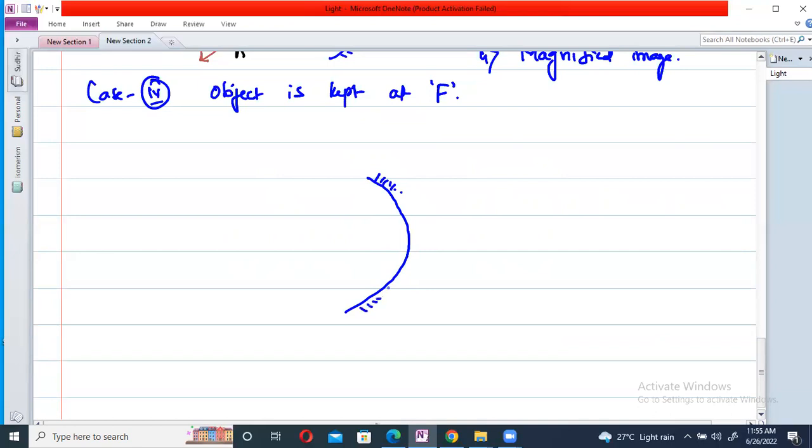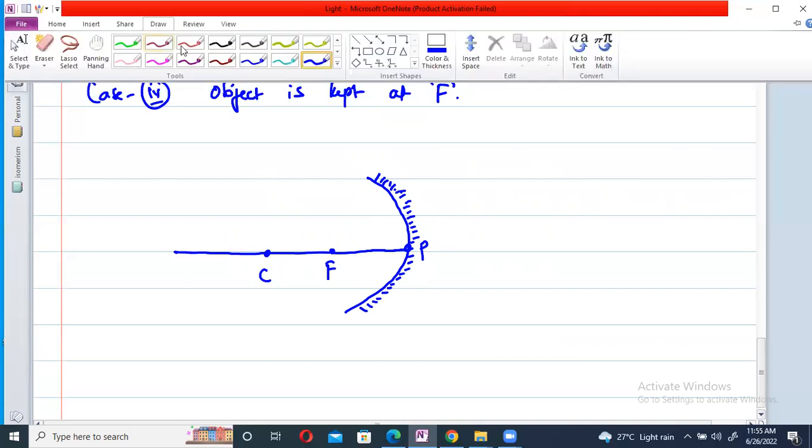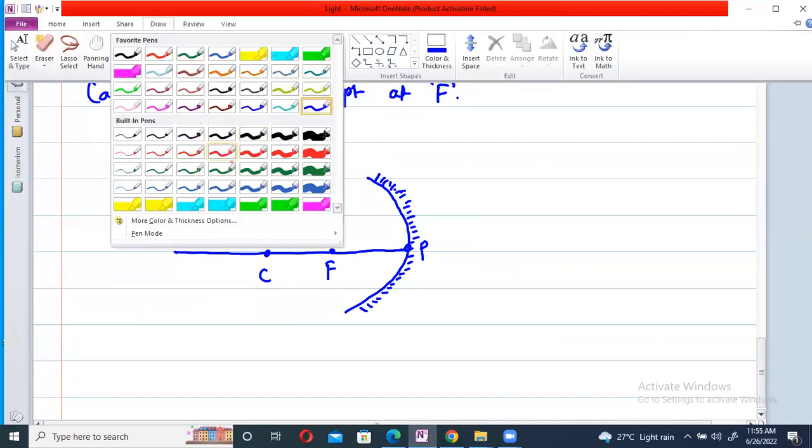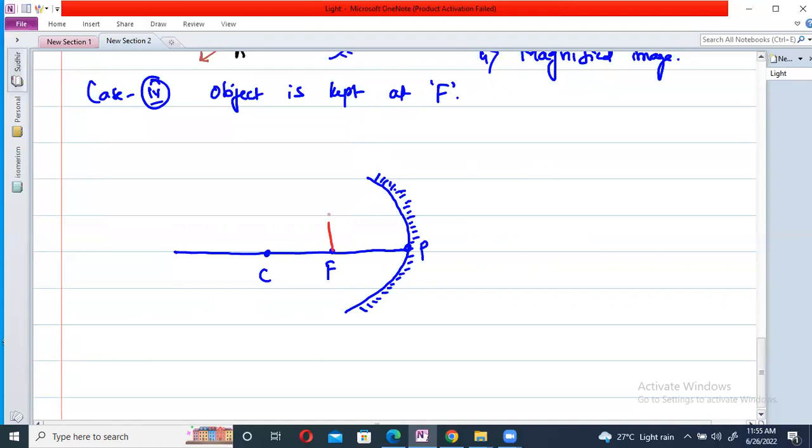This is a concave mirror, right? This is the principal axis. It is the pole P. It is the focus F. Center of curvature C. The distance between P to F and C to F are both the same. And the object is kept at the F. So show it with the red color. So this is the object, AB, kept at the F.